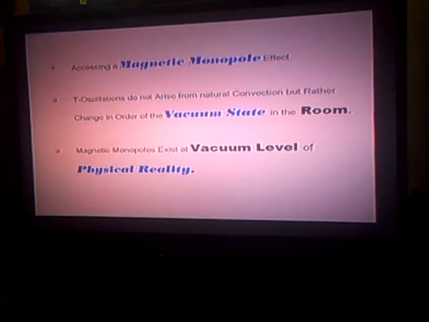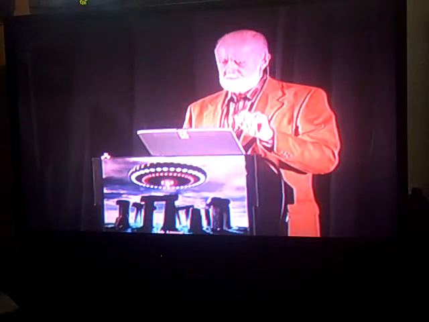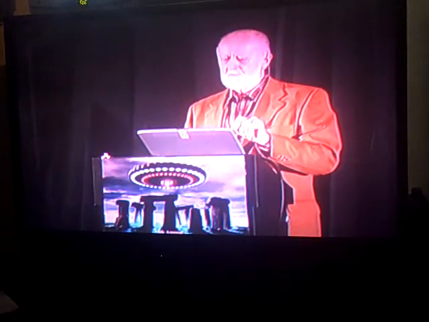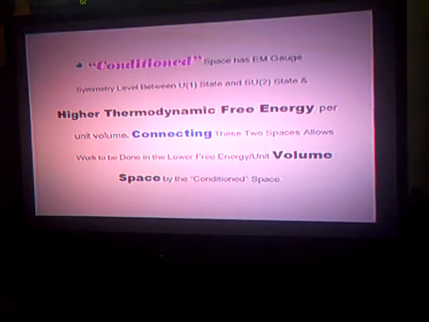So if I just recount what I've walked you through, we think the instruments are accessing a magnetic monopole in order to get this DC magnetic field polarity effect. The temperature oscillations we think do not arise from anything in the air, the electric atoms and molecules of the air, but in the vacuum state of the room. And thus our working hypothesis is that magnetic monopoles exist at the vacuum level of physical reality. And so a conditioned space has an electromagnetic gauge symmetry state somewhere between the U1 state and the SU2 state. Probably has to be SU2 to yield these properties.